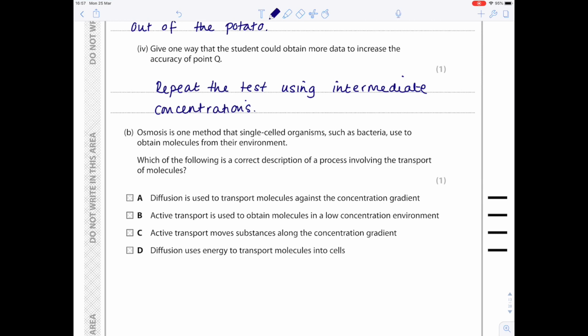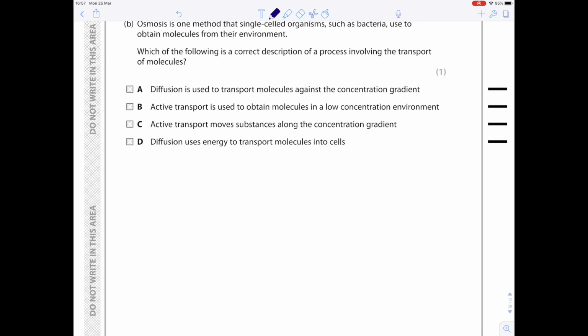Osmosis is one method that single-celled organisms, such as bacteria, use to obtain molecules from their environment. Which of the following is a correct description of a process involving the transport of molecules? And so, as I look down, I can see we're comparing diffusion with active transport. Let's make a quick summary here of the two. So diffusion is the net movement of particles from an area of high concentration to an area of low concentration. This means that there's no energy required because it occurs along the concentration gradient.